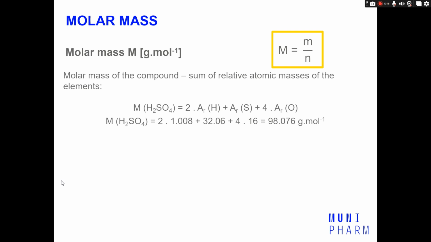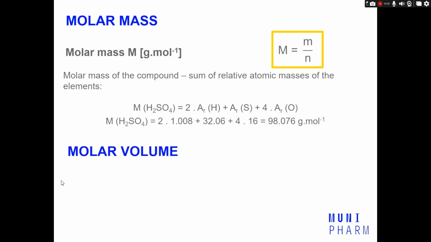For example, the molar mass of sulfuric acid would then be a sum of the relative atomic mass of hydrogen twice, plus the relative atomic mass of sulfur, and 4 times the relative atomic mass of oxygen. The molar mass is 98.076 grams per mole.